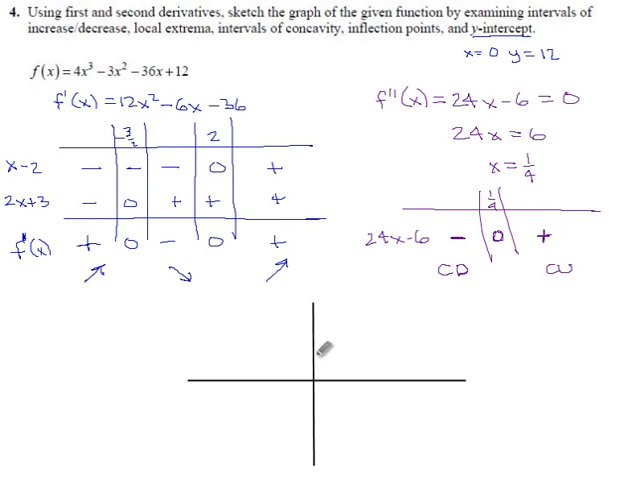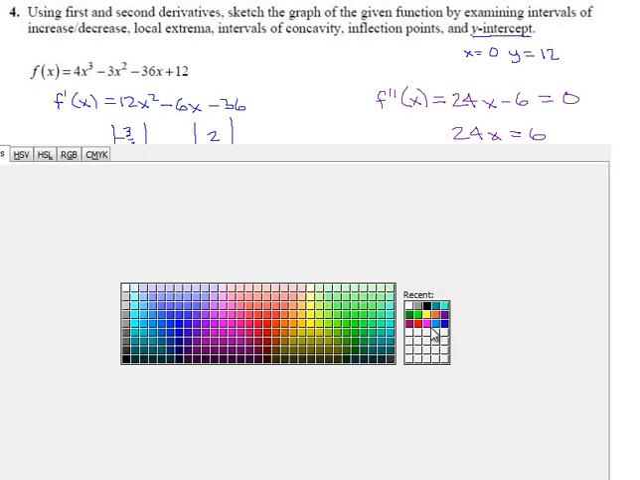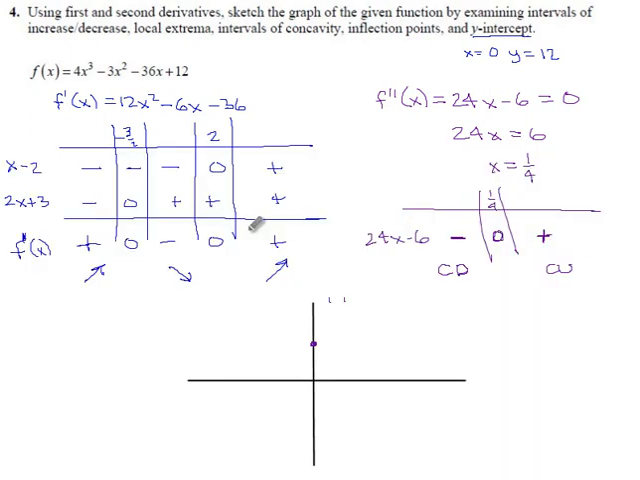Our y-intercept is at 12. At x equals 2, we have a local minimum. Oh, you know what? We need to find extrema too. When x is 2, you can see we have a local minimum here, and its coordinates will be 2 comma what?